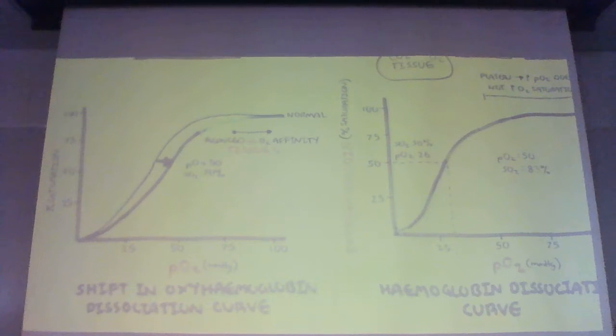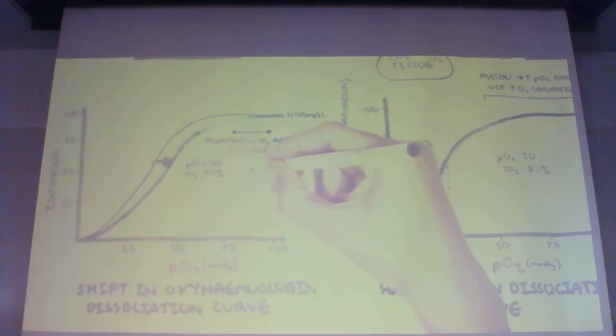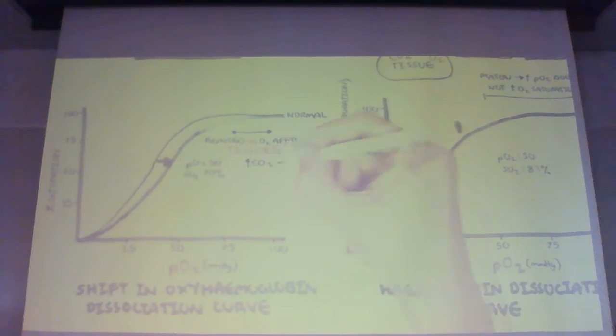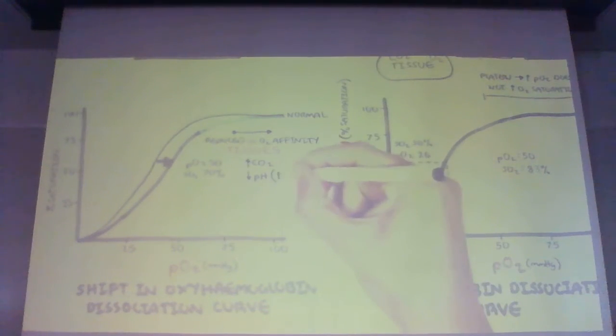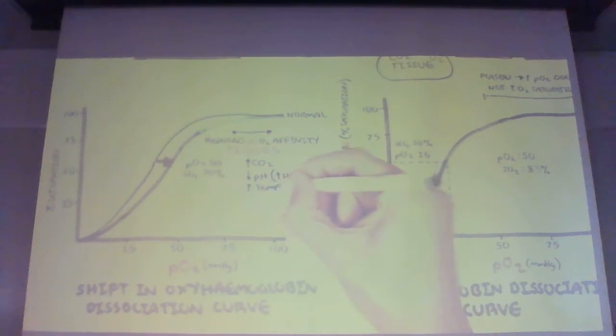Remember the normal curve, the partial pressure of oxygen of 50 had an oxygen saturation of about 83 to 85%. In this new curve, the partial pressure of oxygen of 50 has an oxygen saturation of 70%. So reduced oxygen saturation. And this is because there is reduced affinity for oxygen. Things that cause it to happen include an increase in carbon dioxide, which really means a decrease in pH. Other things that cause the shift to happen include an increase in temperature and an increase in DPG.